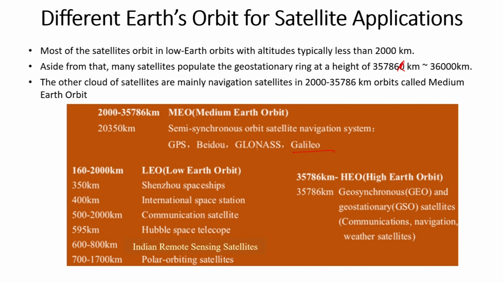Now here we have the low Earth orbit. The low Earth orbit we are considering as 160 to 2000 kilometers.